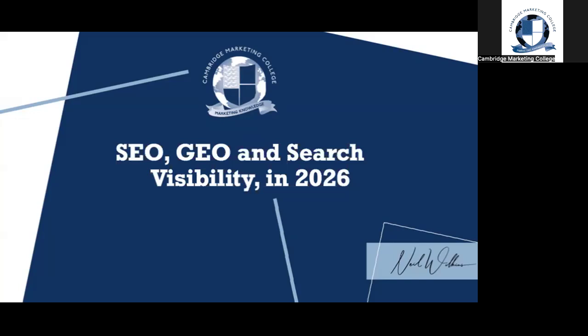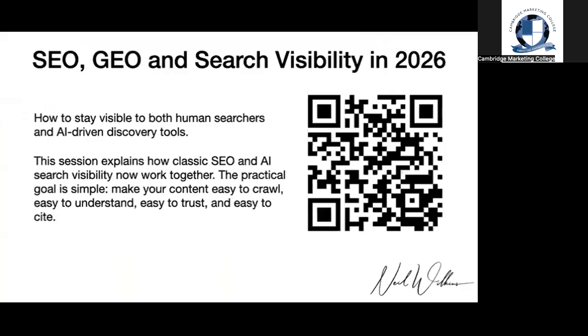The essence of what we're going to be covering in this session is how to stay visible to both human searchers, those that we've been hopefully focusing on over recent years, but also now the emerging AI-driven discovery tools. In other words, things like ChatGPT, Google Gemini, Anthropic's Claude, and things like Grok, for example. So there are a number of different elements that we need to explore here in this session.